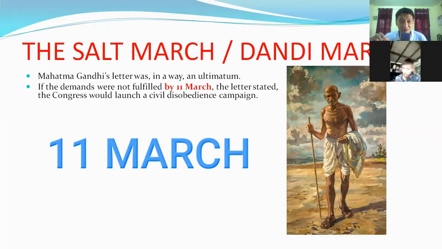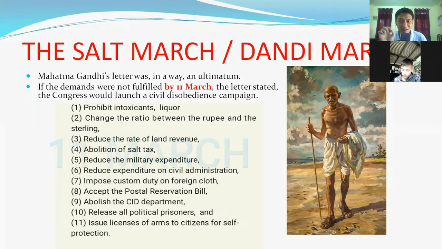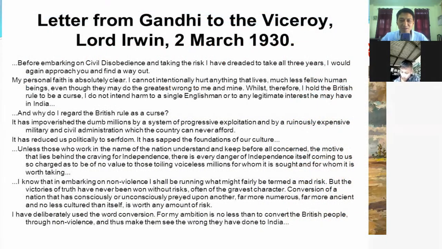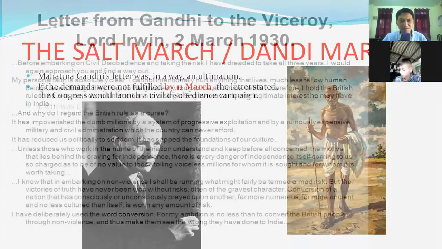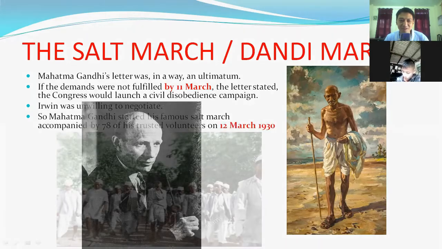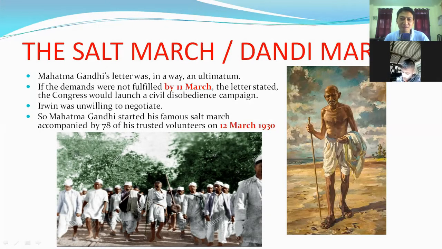So 11 points and the deadline also 11 March, a very symbolic message, a very powerful message. He said, if you don't fulfill these demands by 11 March, we, the Indians of India, will launch a civil disobedience campaign. So 11 March 1930 happened. Viceroy Lord Irwin was unwilling to negotiate. So the next day, 12th March 1930, he began the Salt March.